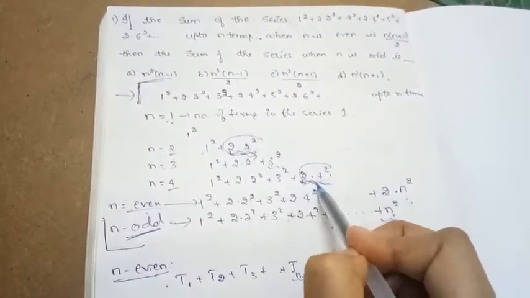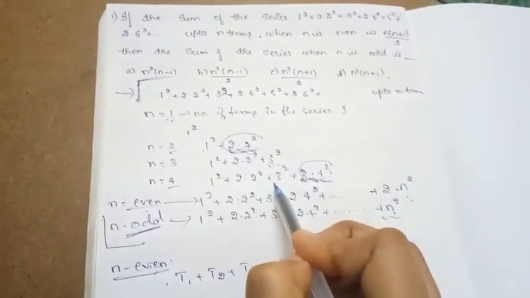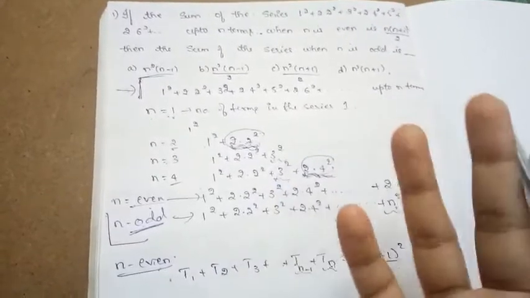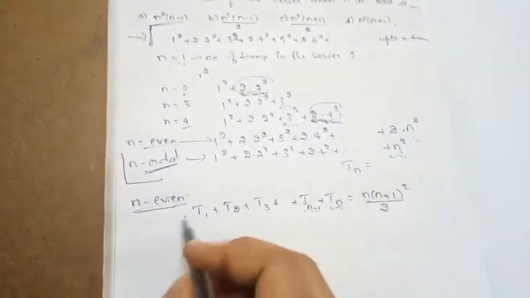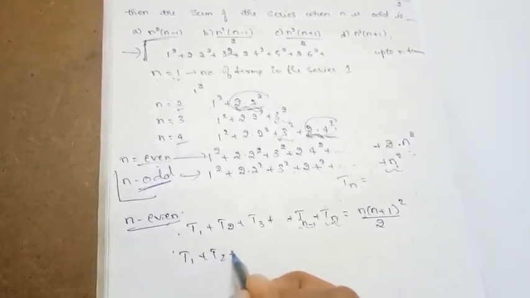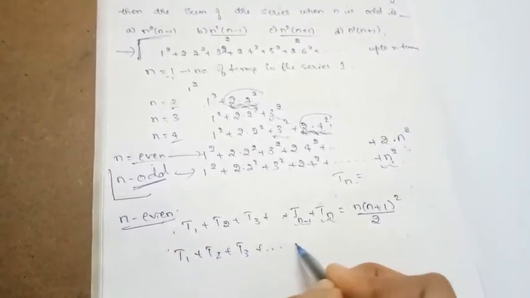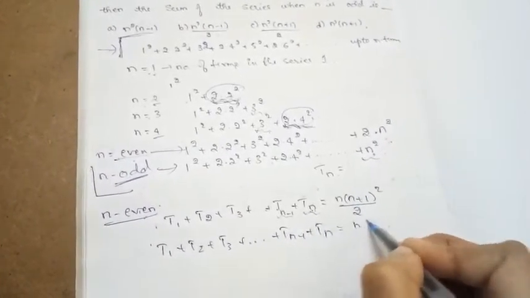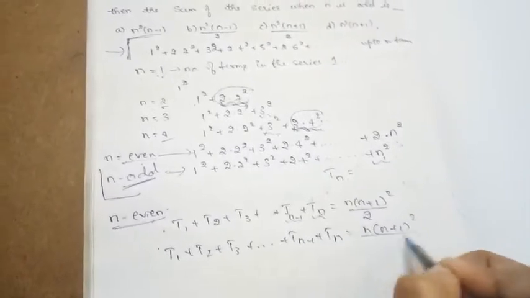So this is the even number, which means this will become the third term. So the third term means it is the odd number. Here third is the odd. So now you can come to know T1 plus T2 plus T3 plus so on plus Tn minus 1 plus Tn is equal to again the same summation.